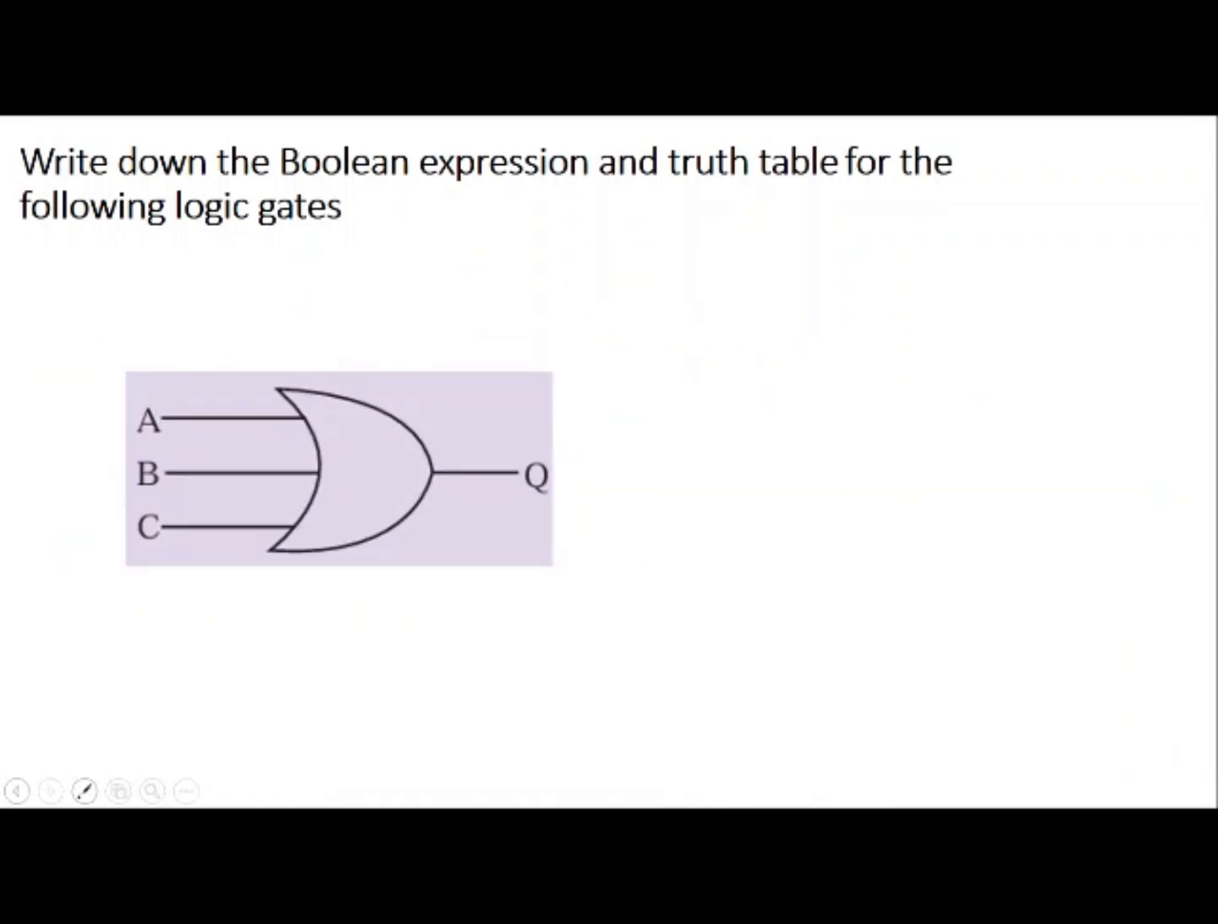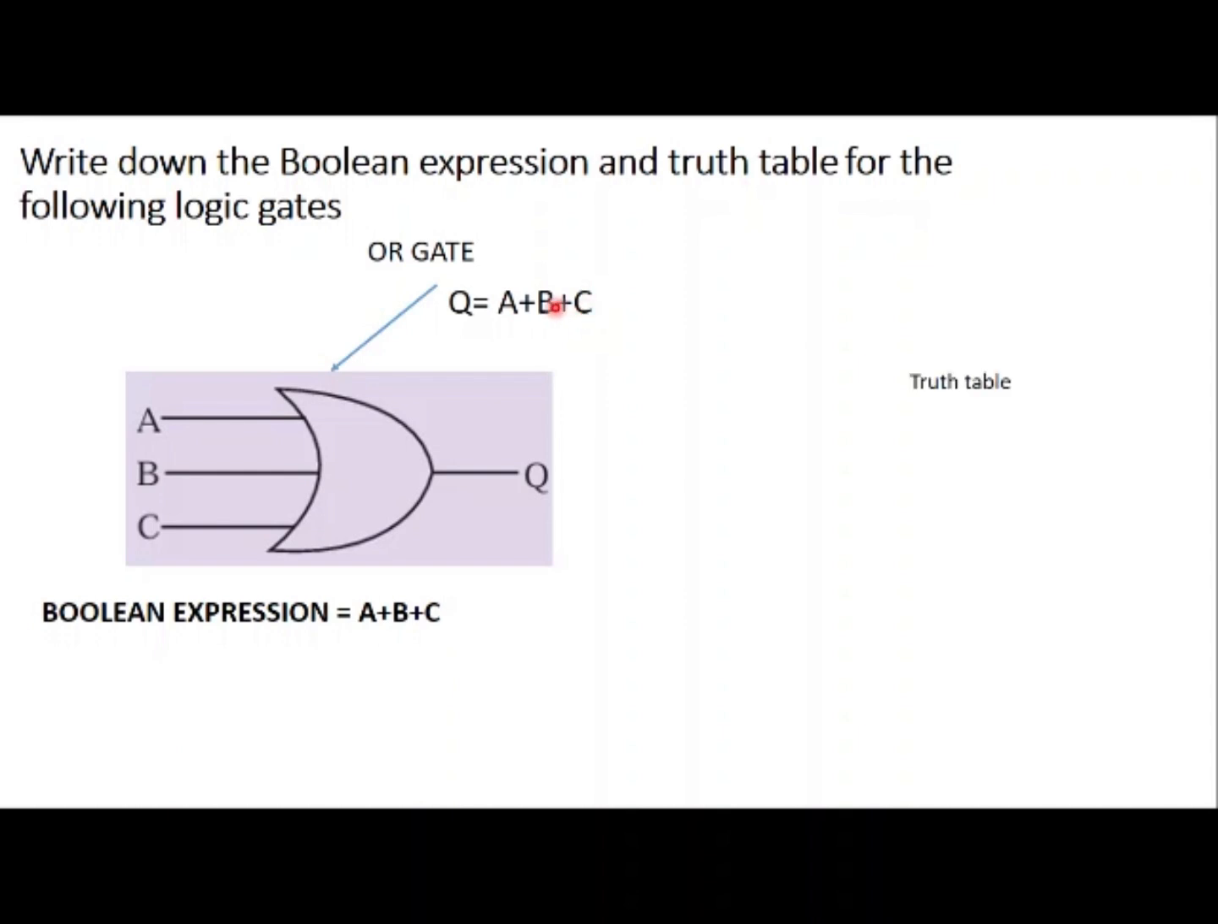Okay, moving on. Write down the Boolean expression and the truth table for the following logic gate. First, I understand the type of logic gate. So what is the logic gate given here? It's an OR gate. And A, B, C would be the 3 inputs for this OR gate, and Q is the output. They have named the output as Q and the inputs as A, B, and C. So what is your Boolean expression? Q equals A plus B plus C. That would be your Boolean expression.